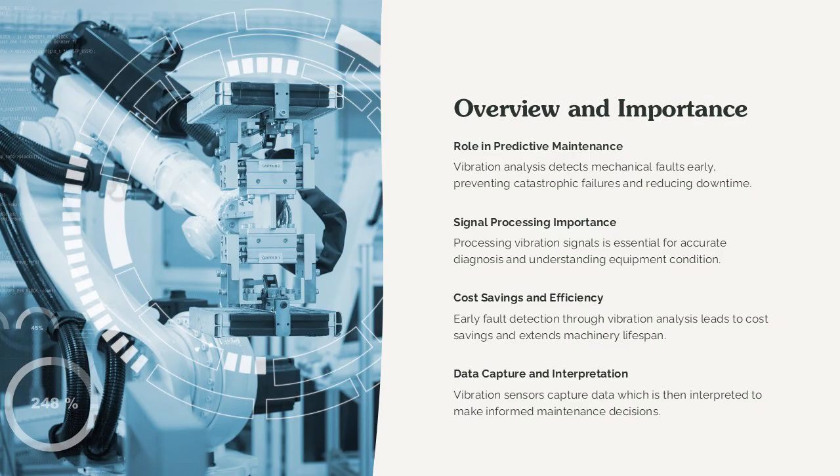Vibration analysis is a critical technique used in predictive maintenance and condition monitoring of rotating machinery. It helps identify mechanical issues such as imbalance, misalignment, bearing faults, and gear defects before they lead to catastrophic failures. Understanding vibration signals and their processing is essential for accurate diagnosis.